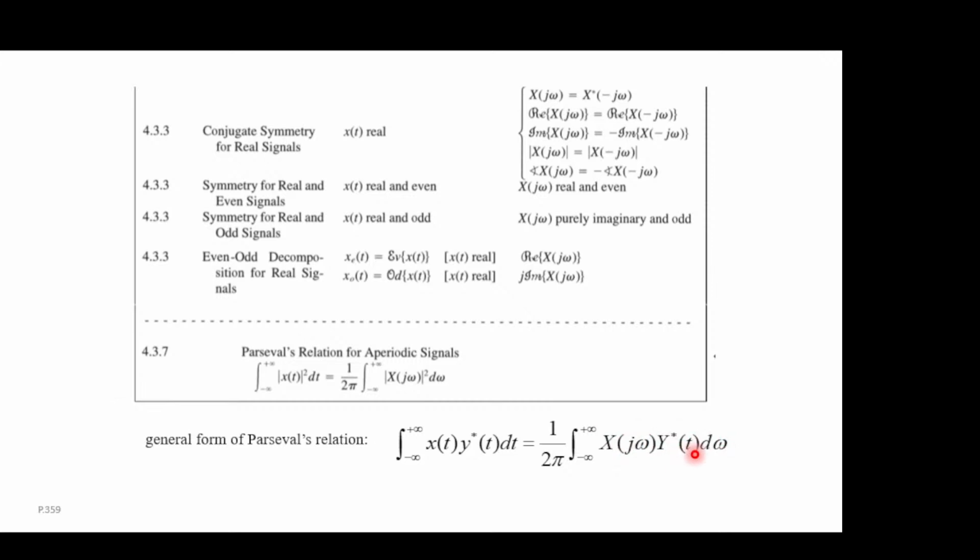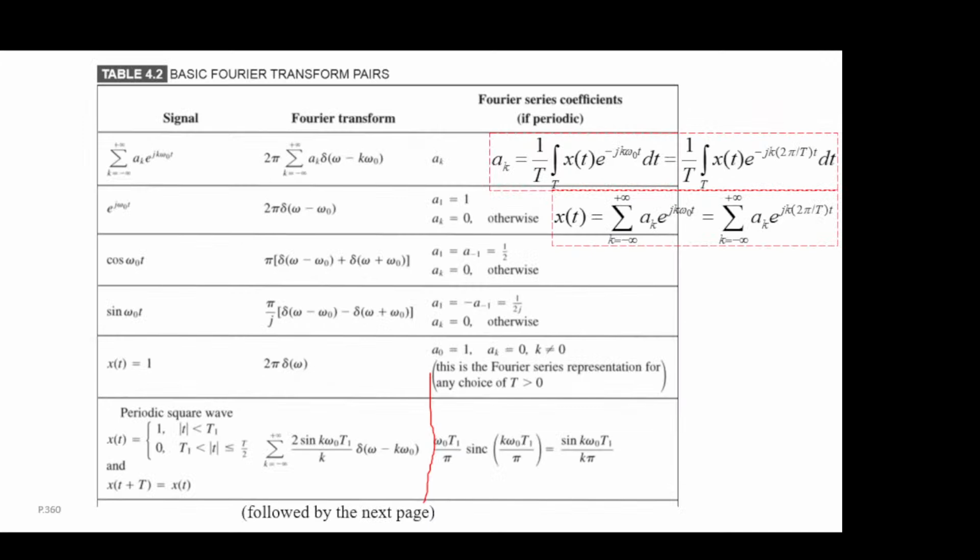Oh, I should have j omega here, right? Sorry, it should be big Y of j omega.